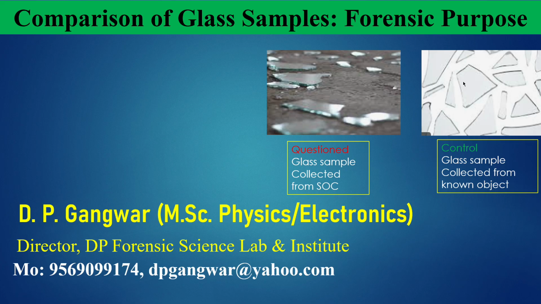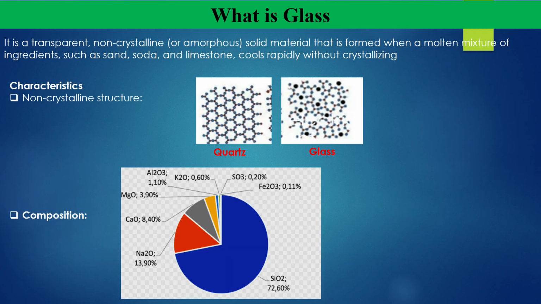In today's video, I will discuss the techniques or methods used in the comparison of glass samples. As we know, in the forensic laboratory, we frequently need to compare two glass samples. One sample may be collected from the scene of crime and the other from a vehicle or other source as a control sample. So in today's video, I will discuss all suitable methods used for comparison of the glass samples. First, we have to know what glass actually is.